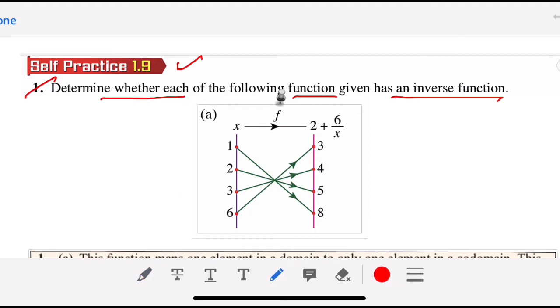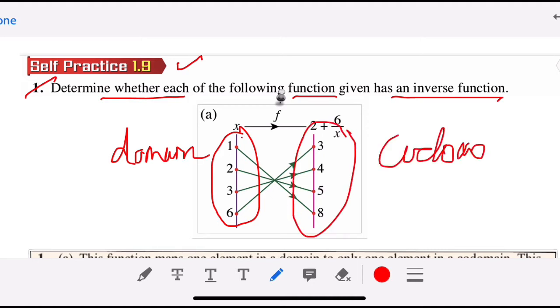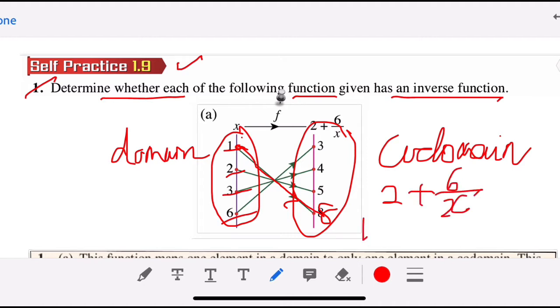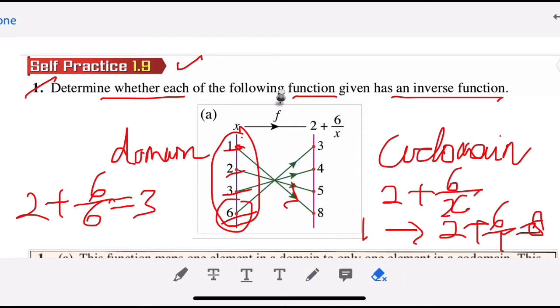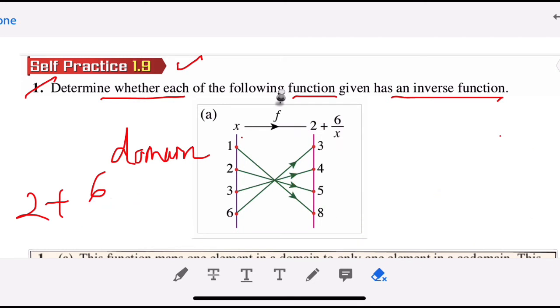So now we need to study the object here, object in the domain, and the image is in the codomain. This is codomain, right? Okay, so every element, example 1, 2, 3, 6 are objects, and each object has actually mapped to one image. 1 goes to 8. Following the function, 2 plus 6 over x. So if it is 1, the image will be 2 plus 6 over 1, which is 8. If the object is 6, then it will be 2 plus 6 over 6, which is 3. Right? So it seems like every object has only one image, right? So it's a one-to-one relation. So this function in fact has an inverse.